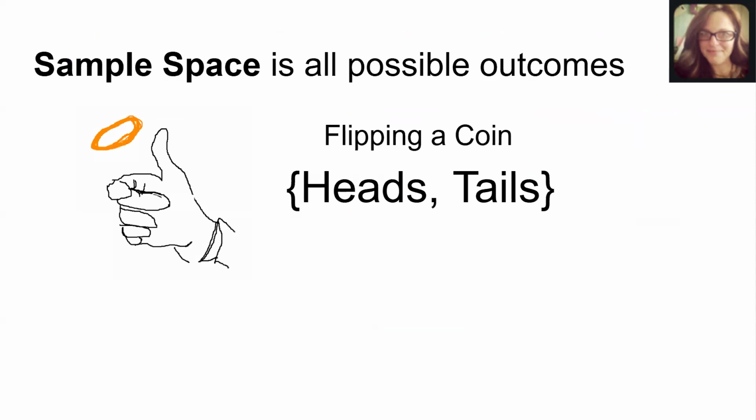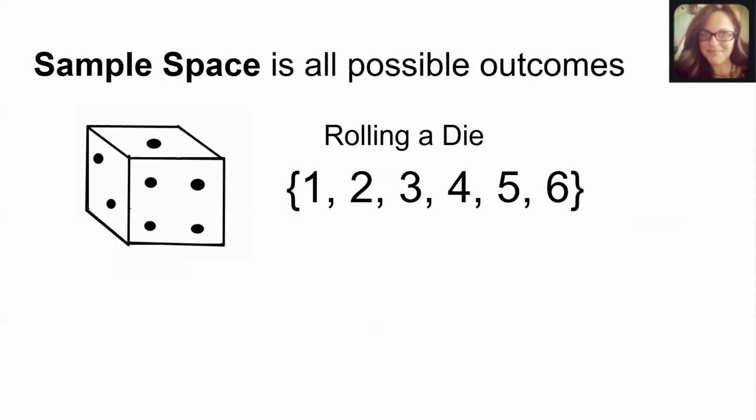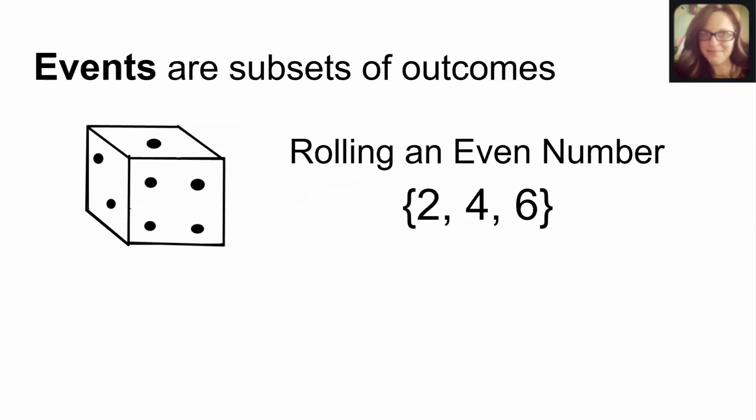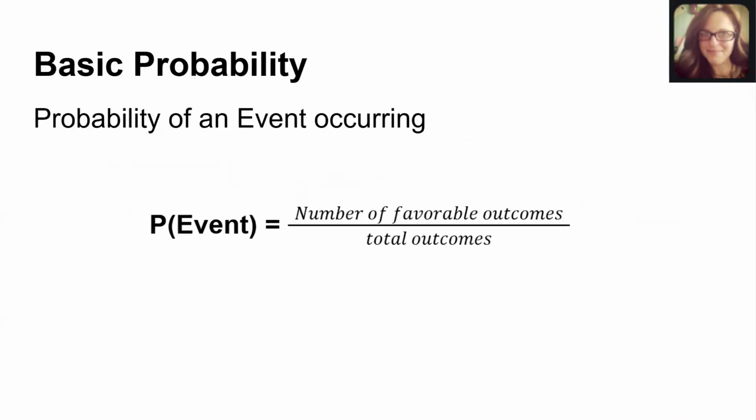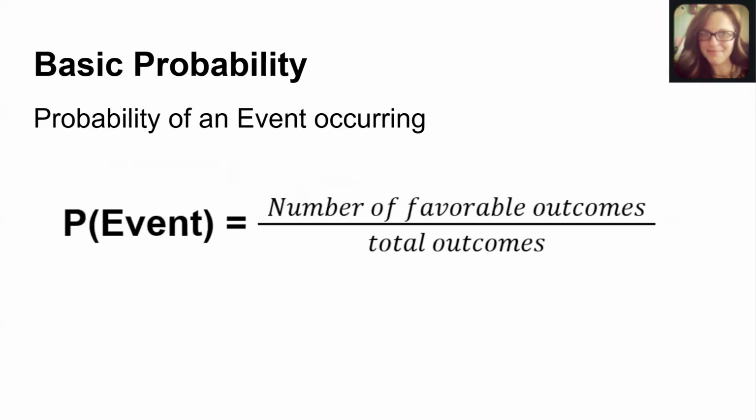A sample space is all possible outcomes. An event is a subset of outcomes. For example, rolling an even number is a subset of all the possible outcomes of rolling a fair six-sided die. The probability of an event occurring is equal to the number of favorable outcomes divided by the total number of possible outcomes.